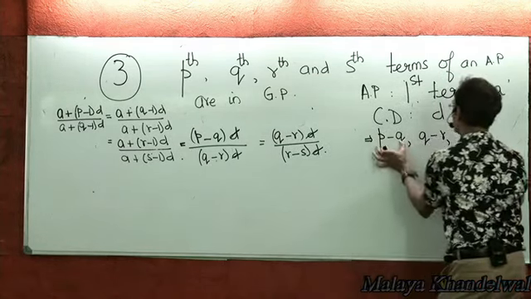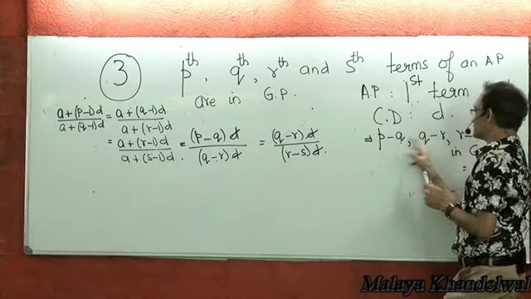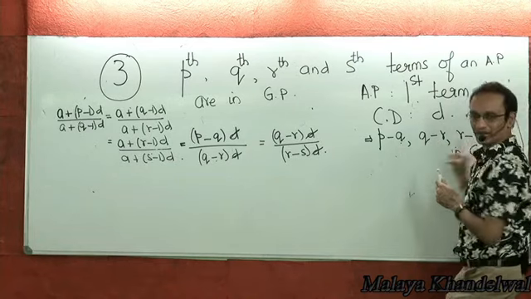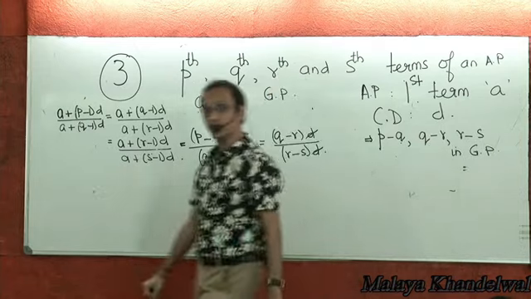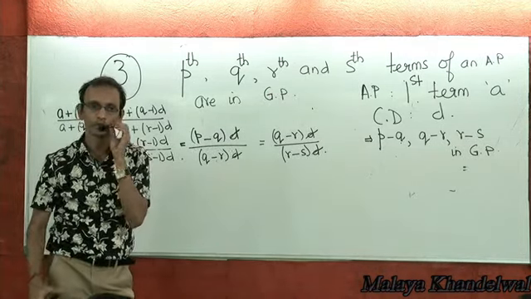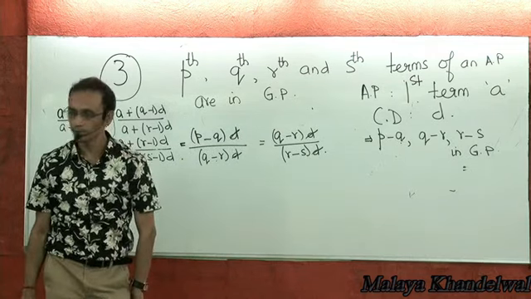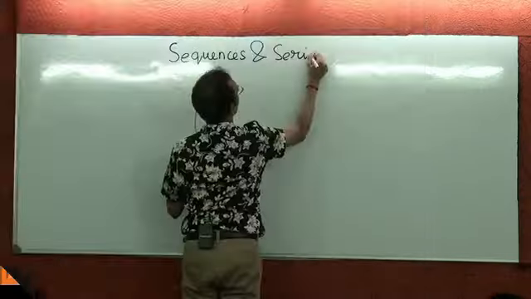See? That's why you're getting this by this is equal to this by this. This is what you're getting from there. You're getting this divided by this is this divided by this. Therefore, P minus Q, Q minus R, and R minus S must be in geometric progression. Yes or no? Clear? Okay. Let's proceed to the next problem.